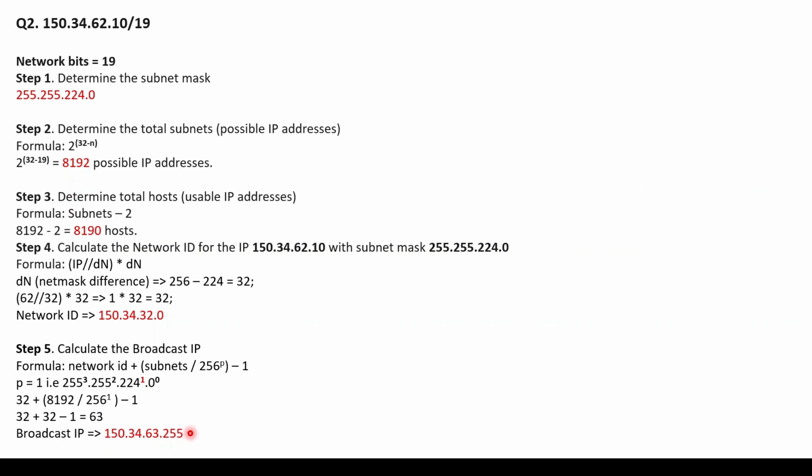All right, let's perform one more exercise to drive this in. So we have 222.138.9.2/26. Our network bits are 26. What this means is that the first 26 bits are reserved. So step 1, we determine the subnet mask.